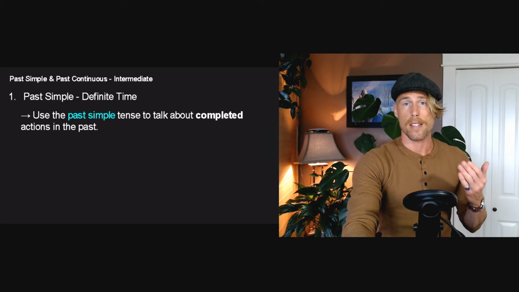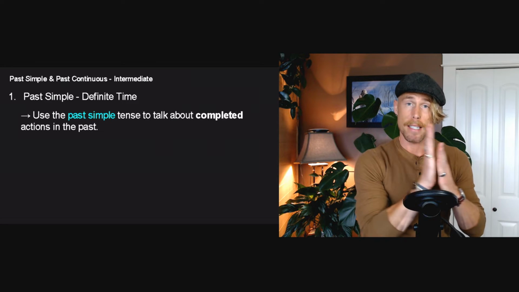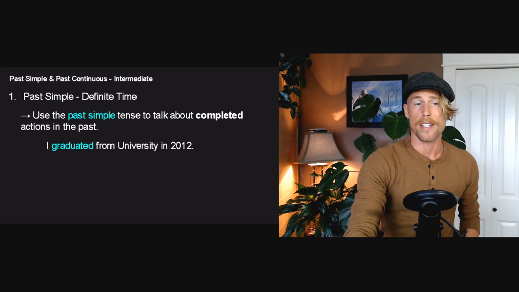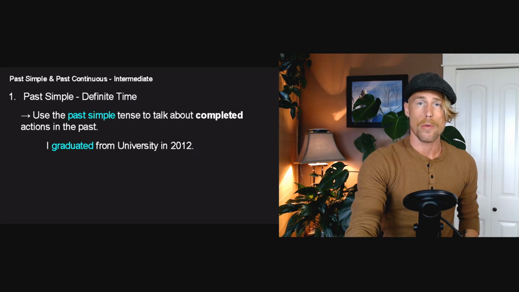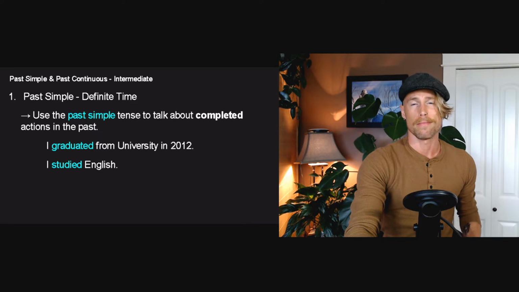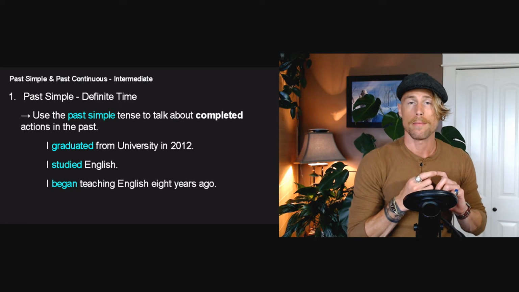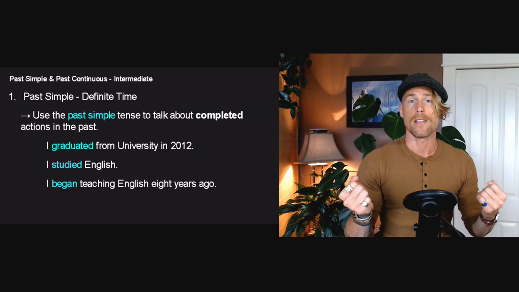Use the past simple to talk about completed actions in the past. For example, I graduated from university in 2012. I studied English. It's true. I began teaching English 8 years ago. Graduated, studied, began. These are simple past verbs.